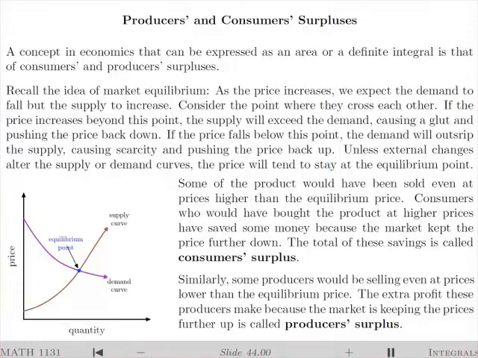Welcome. In this and the next two sessions, we'll look at a concept in economics which can be expressed in terms of areas or equivalently in terms of integrals. This is the idea of producer and consumer surplus. To define this, we have to first recall the idea of market equilibrium.